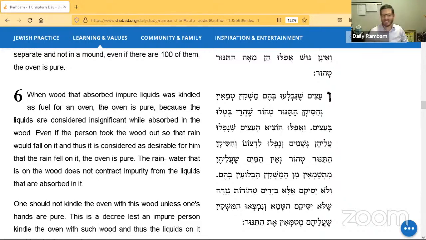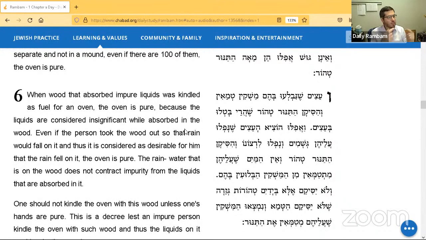Sorry. Okay, so let's go to halacha 6. So when wood was absorbed, so we've just learned about liquid transferring tumah to an oven, right? That would be susceptible to tumah, an earthenware oven or whatever it might be. So when wood that absorbed impure liquids was kindled as a fuel for an oven, the oven is pure because the liquids are considered insignificant while absorbed in the wood.